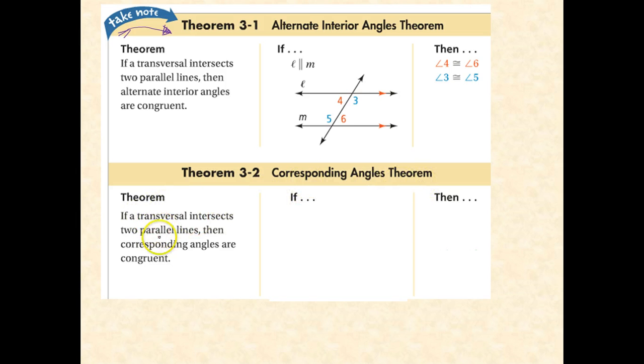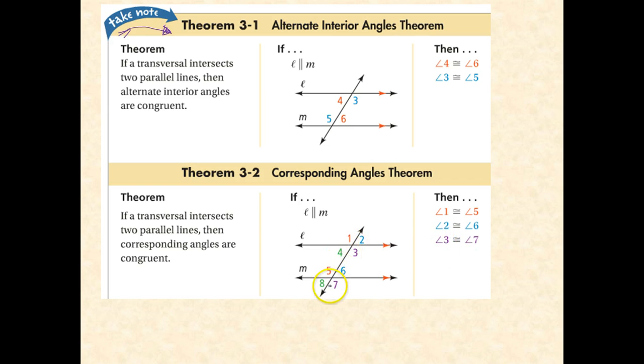Corresponding angles theorem. If two parallel lines are cut by a transversal, then corresponding angles are congruent. So angles 1 and 5 are in corresponding positions. They're both top left, so angle 1 is congruent to angle 5. Angle 2 and angle 6 are both in top right position, so angle 2 is congruent to angle 6.